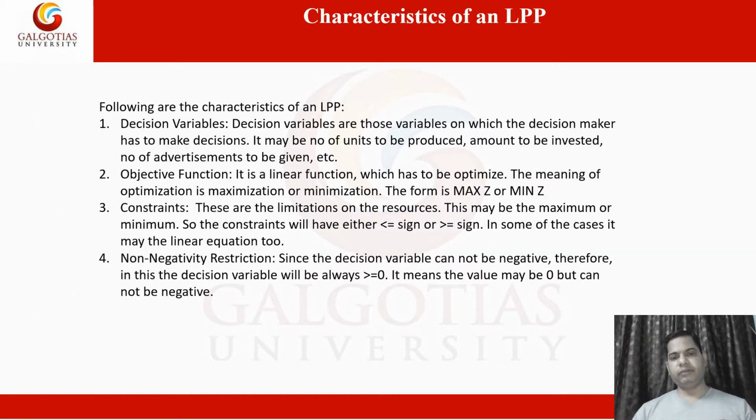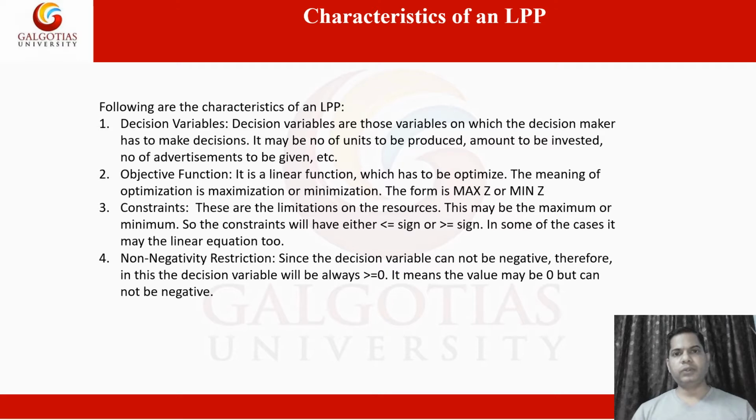Now these are the following characteristics of an LPP. The first one is the decision variables. Decision variable is basically whatever you have to produce, whatever units you have to take on which you have to make decisions. The simple meaning is those variables on which you have to make the decisions. For example, if we are in the manufacturing industry, and we are getting the profit on the units, we have to decide how many units have to be produced. So the number of units of a particular product is a decision variable.